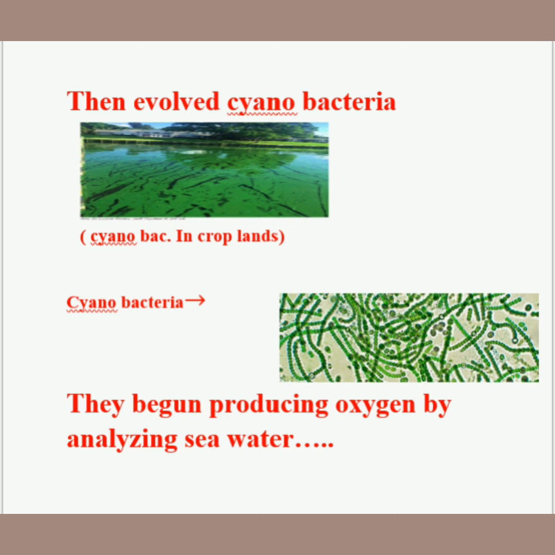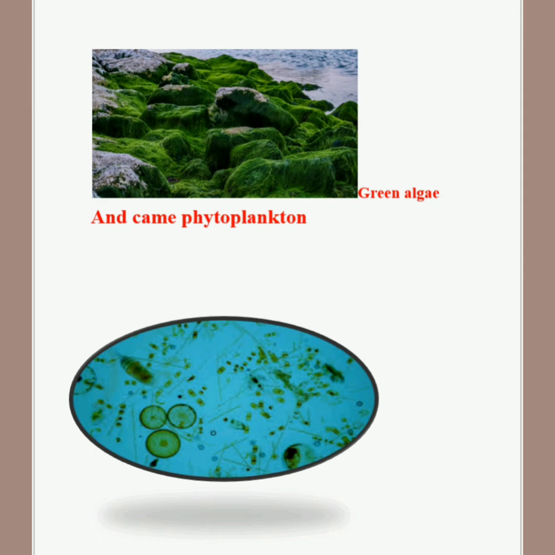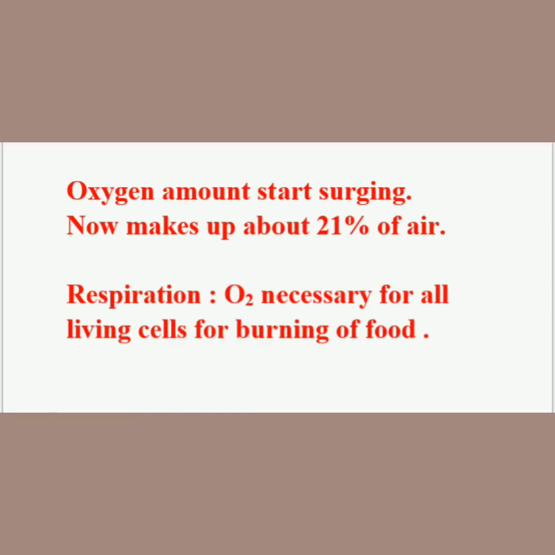Gradually, green algae and phytoplankton came into existence, which were able to perform photosynthesis, and the amount of oxygen began to surge. Oxygen now makes up about 21% of our atmosphere, and almost all living cells require oxygen to burn food inside them and to maintain life.